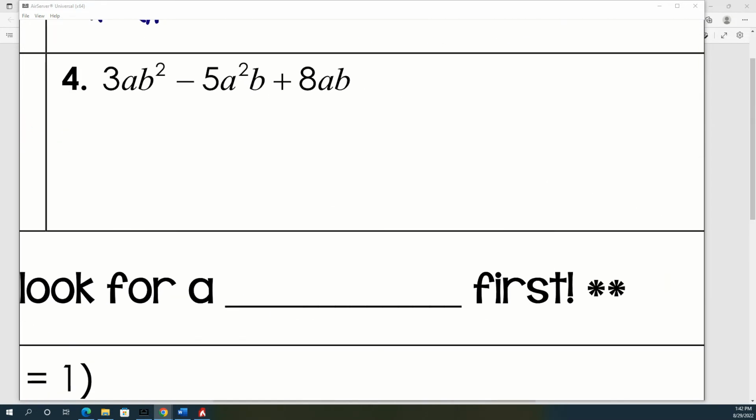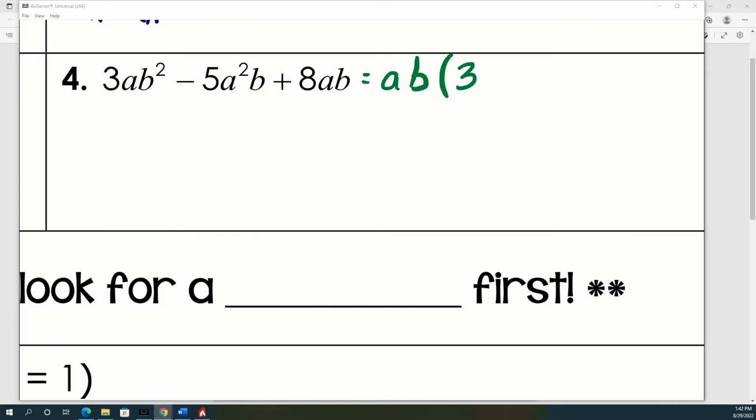All right, one more of these, and we're going to practice some more trinomials. All right, so we're looking at the numbers. There is no common factor except for 1 between 3, 5, and 8. So we can't factor out a number, but they all have an A and they all have a B. And the smallest exponent for A is a 1, and the smallest exponent for B is a 1. So we're going to factor out AB.